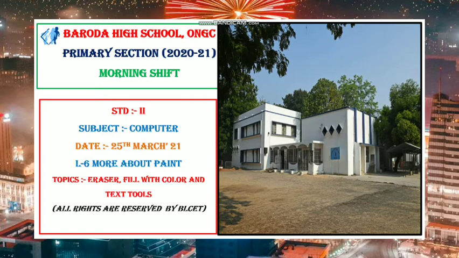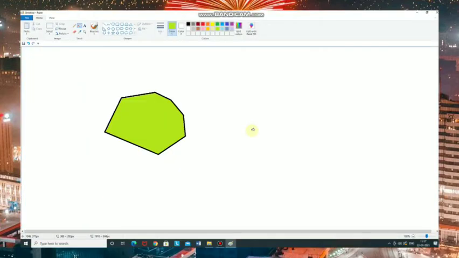Our today's topics are eraser, fill with color and text tools in Paint. The eraser tool is used to clear out any part of the picture. This tool can be used in the following manner.